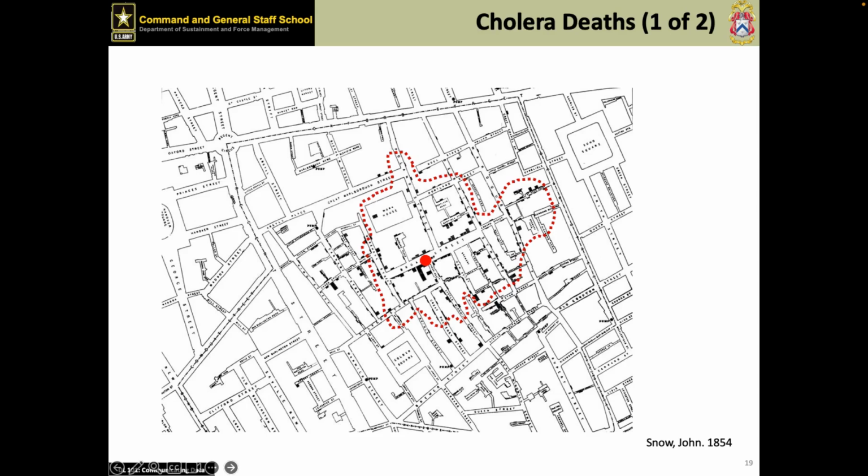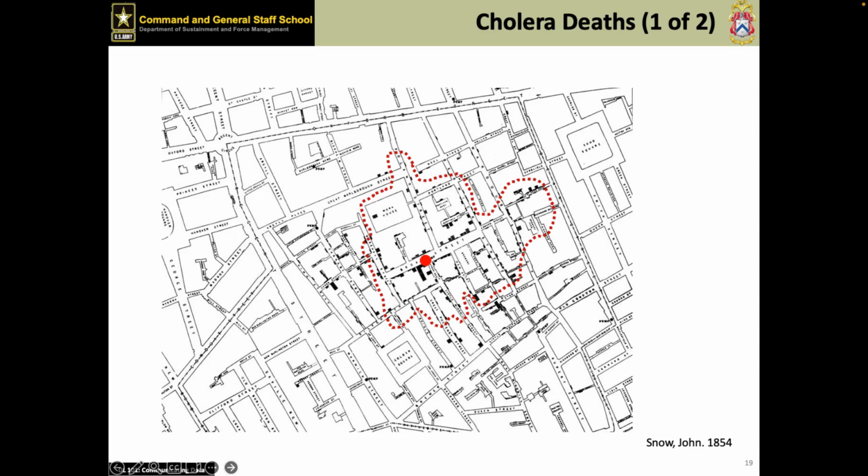Cholera deaths. This is one of the most famous examples of data storytelling. In 1854, Dr. John Snow had an aha moment regarding the cholera outbreak in London. Most of his peers believed that cholera was transmitted by air. However, he believed it was transmitted through water. He realized that if he was going to convince his peers, he needed a compelling data story.